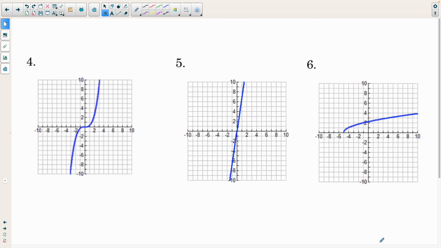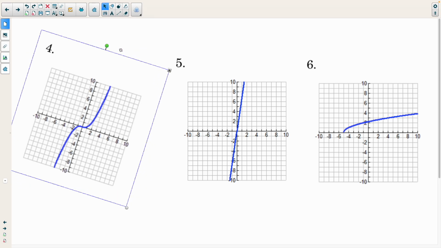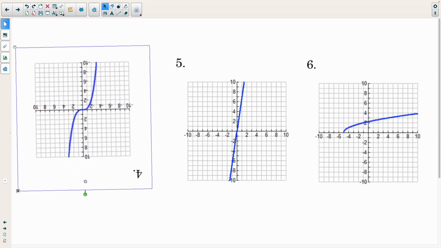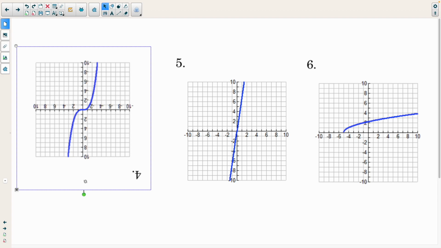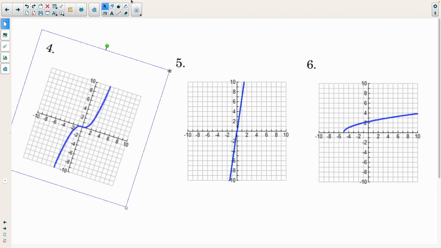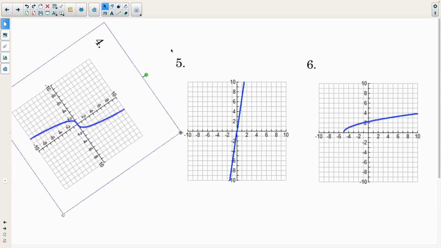All right, number 4. That's definitely not even, right? The left side is not a reflection. But let's see what happens when I turn it upside down. Okay, it's going through the origin. The right side's going up, the left side's going down. If you see it upside down, it's going through the origin, right side's going up, left side's going down. So that does have symmetry about the origin, so that is odd. If you flip it upside down, it's the same function. Again, it's odd. So 4 is odd.